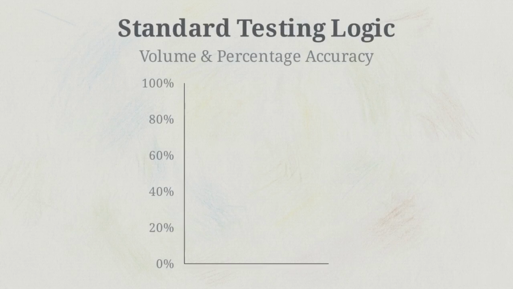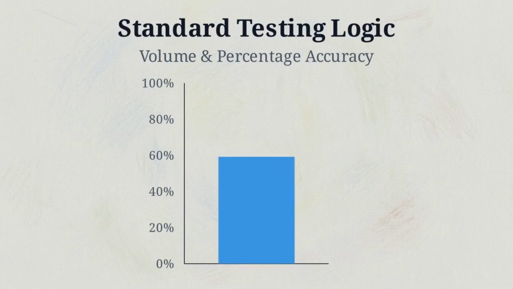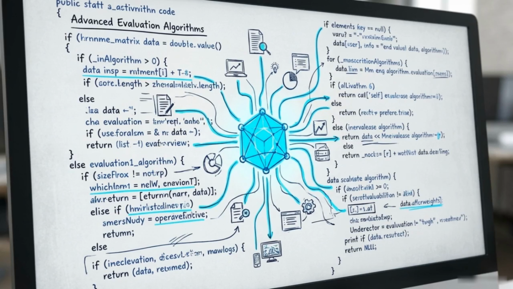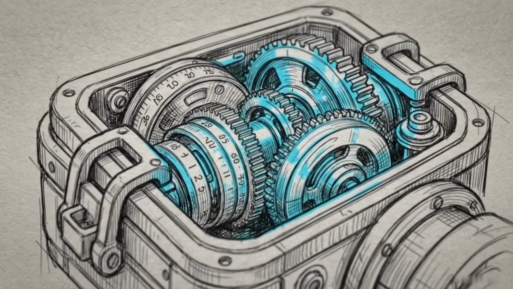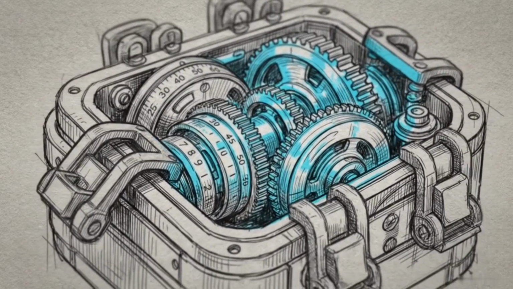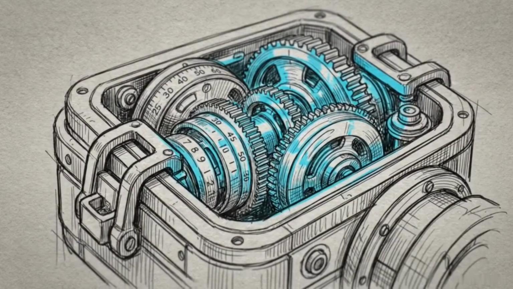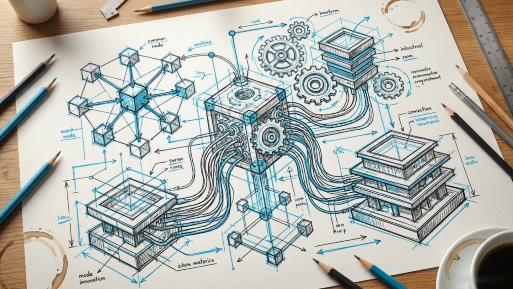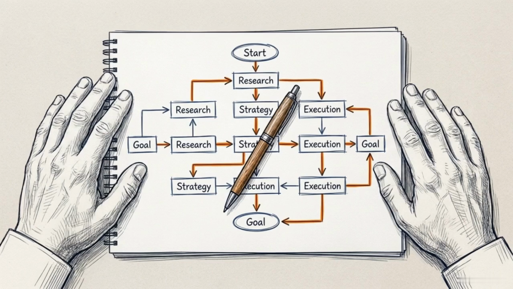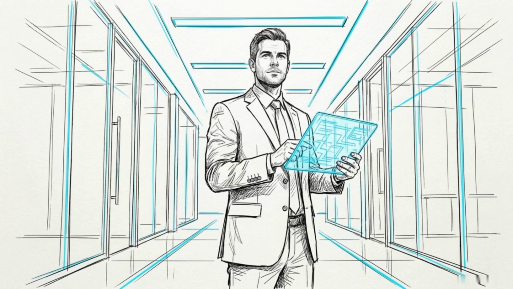Standard testing logic relies on volume and percentage accuracy, the assumption that a flat 70% clears the bar. The CISSP exam functions as a dynamic, algorithmic evaluation system. It operates on a mechanism known as computer adaptive testing, or CAT, which is driven by a highly calibrated psychometric scoring engine. To beat this engine, we have to deconstruct the algorithm itself. We will map the scoring mechanics, break down the hidden variables, and define an execution strategy. Understanding the mathematical architecture of the test is the first requirement for success.